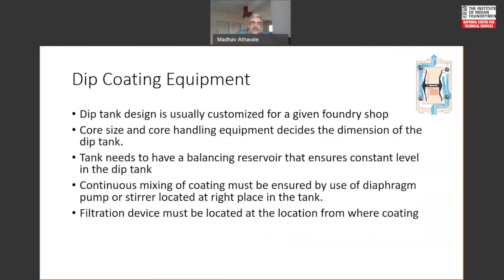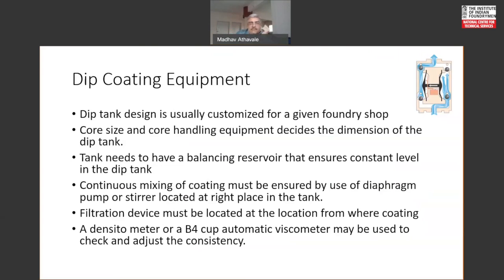Now, usually these coatings will be in circulation. So as the coating goes from the dip tank to the balancing tank or a mixing tank, then a filtration device is necessary, because it is unavoidable that some amount of sand coming from the cores will get introduced into the coating. So during recirculation, it must get filtered out. Otherwise, you will have defects coming, because the loose sand particles will come onto the surface of the mold or core.